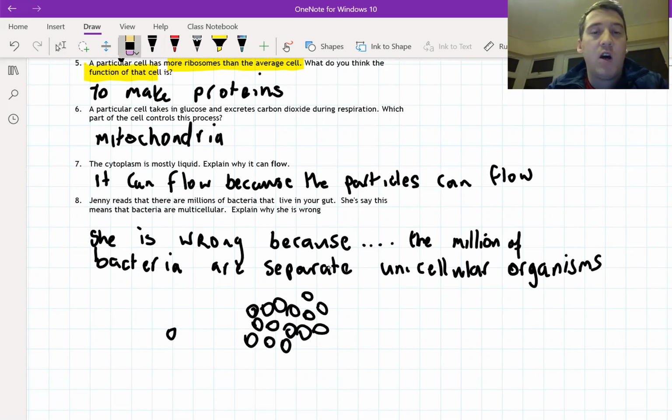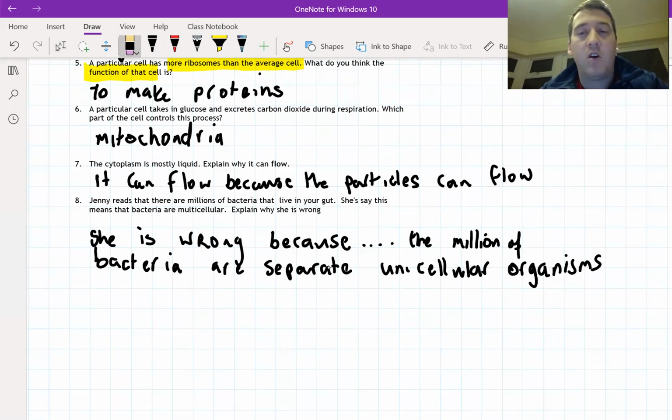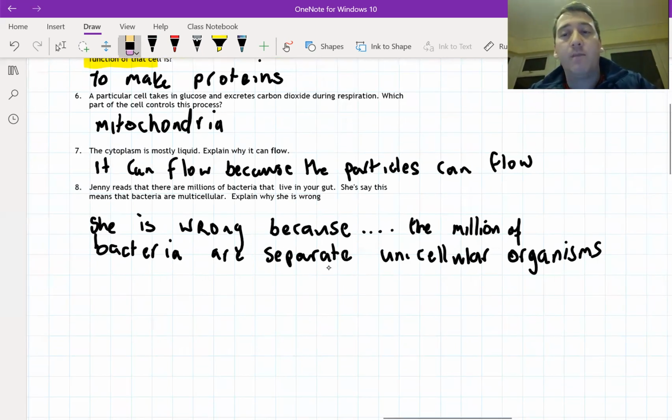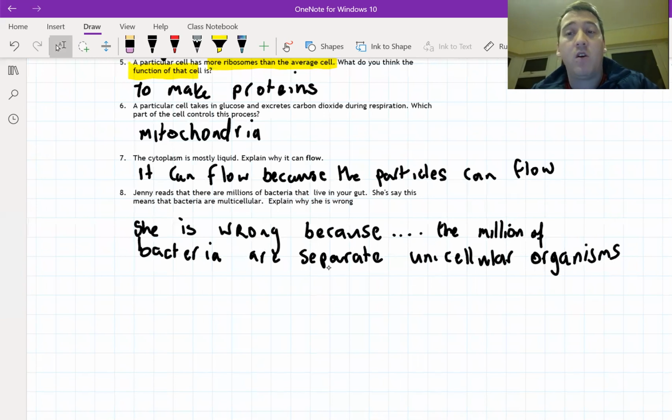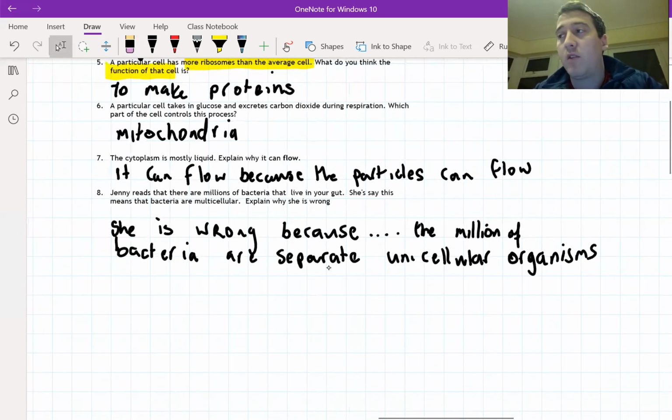Okay, so she is wrong because the millions of bacteria are separate unicellular organisms. It's not wrong to say that there's loads of bacteria there. There is, but they are separate organisms. So well done if you wrote that or something very similar to that.